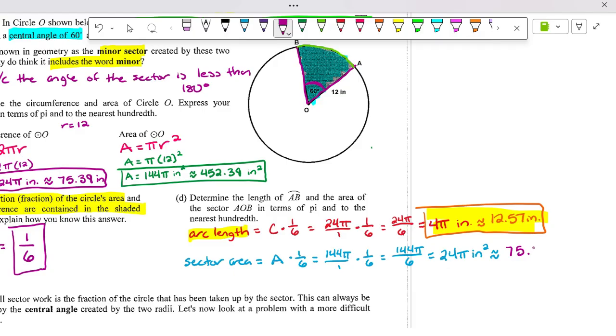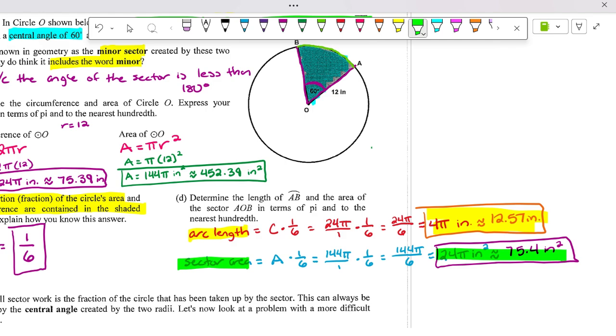$75 point what? 74 point? 75.4. 75.4. Yeah. All right. So that's what our sector area is. We got the exact and we got the approximates.